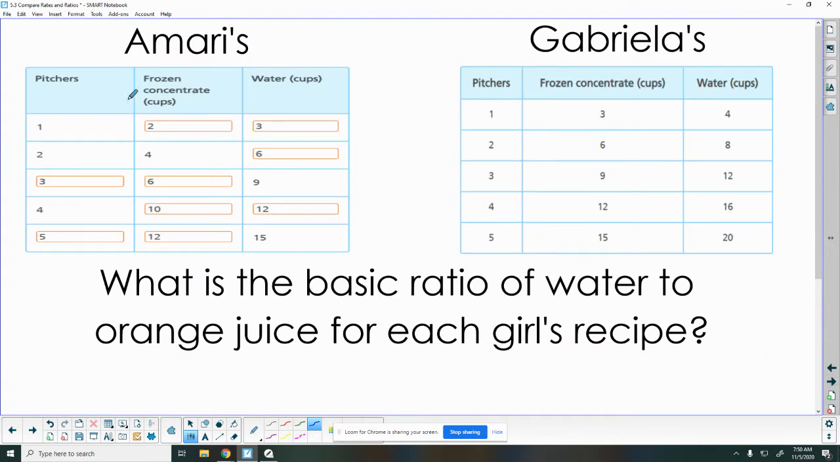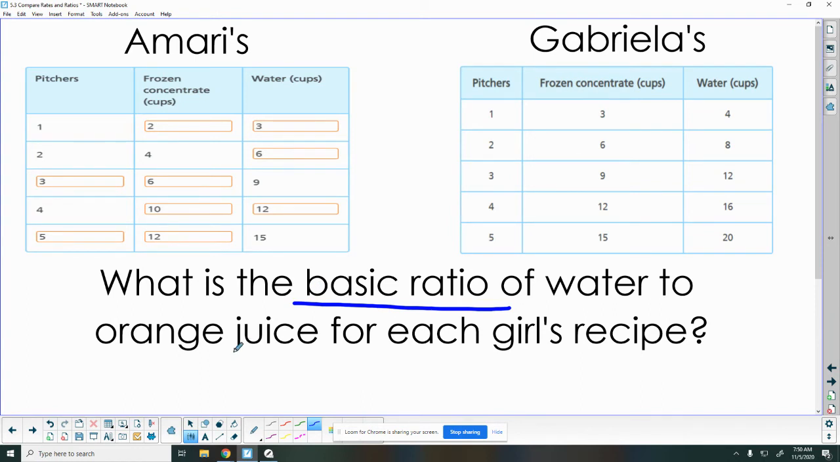Okay, so Amari's chart looks like this. We just filled that out. And she also has a friend, Gabriella, that is making some orange juice as well. But her orange juice is going to be a little different. So it wants us to find the basic ratio of water first to orange juice for each girl's recipe.